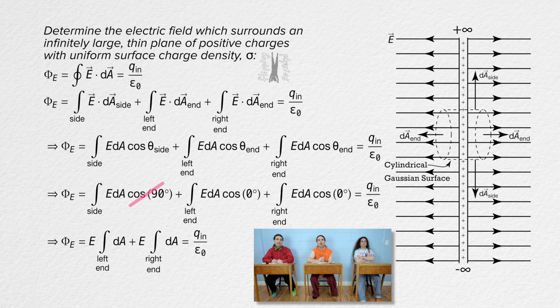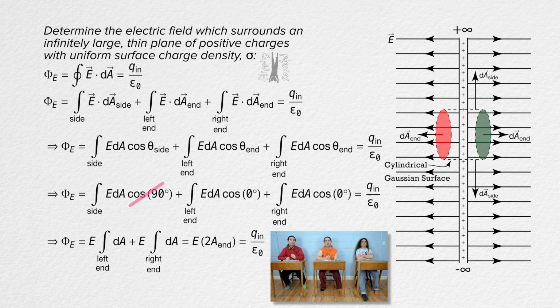And the integral with respect to area is just area. However, there are two ends, the left and right ends, and they both have the same area, so that is 2 times the area of one end. And that all still equals the charge inside the Gaussian surface divided by the permittivity of free space.